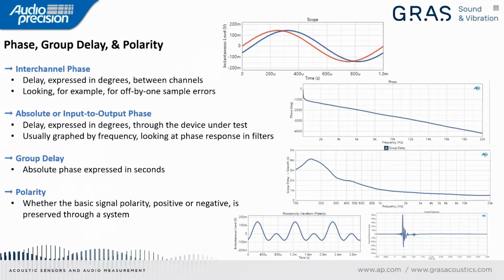Now, closely related to input to output phase is group delay. Really, these are not reciprocals of each other, but they're convertible from each other. So group delay is the delay in time as a function of frequency of a device. And if we look at the lower graph there, we're looking at the group delay of a speaker, and one of the things you'll notice is it has significant delay at low frequency, and that's a property of that device.